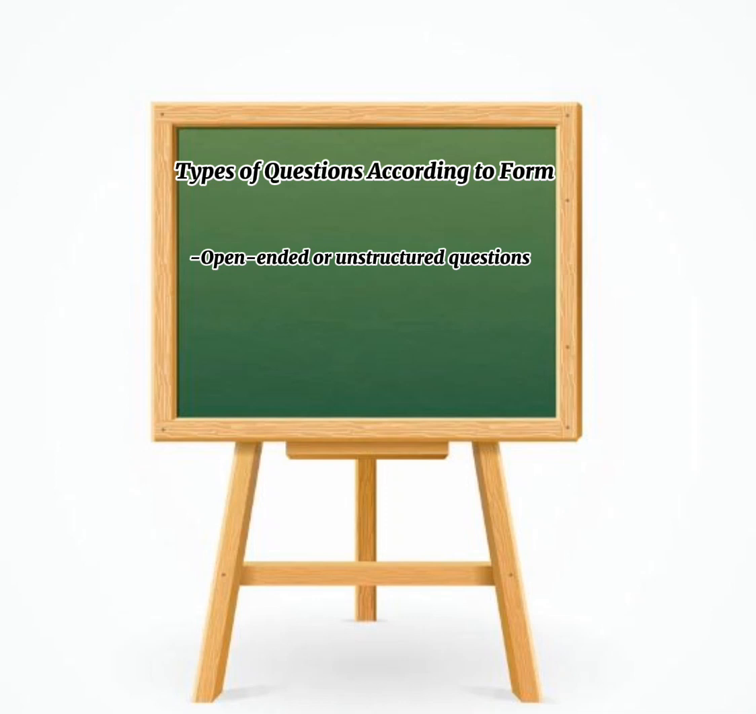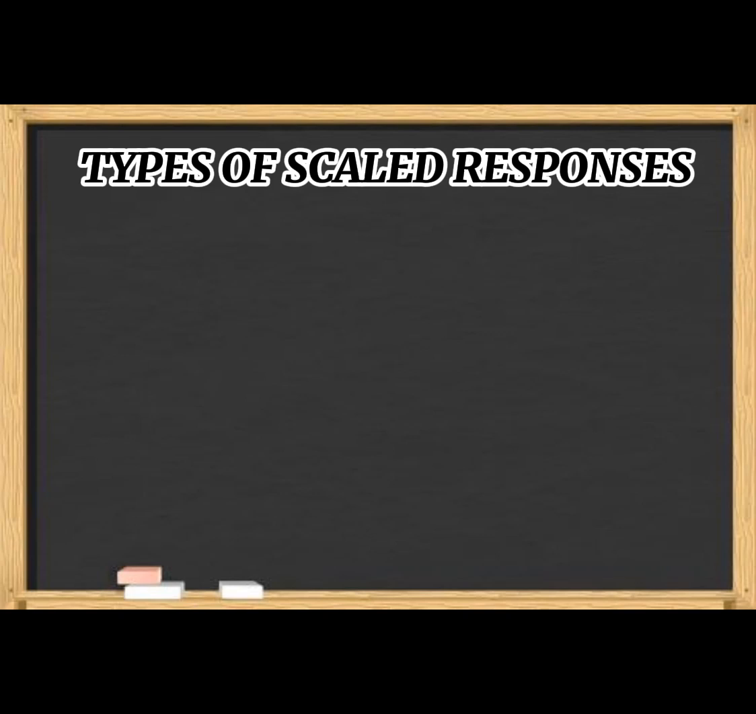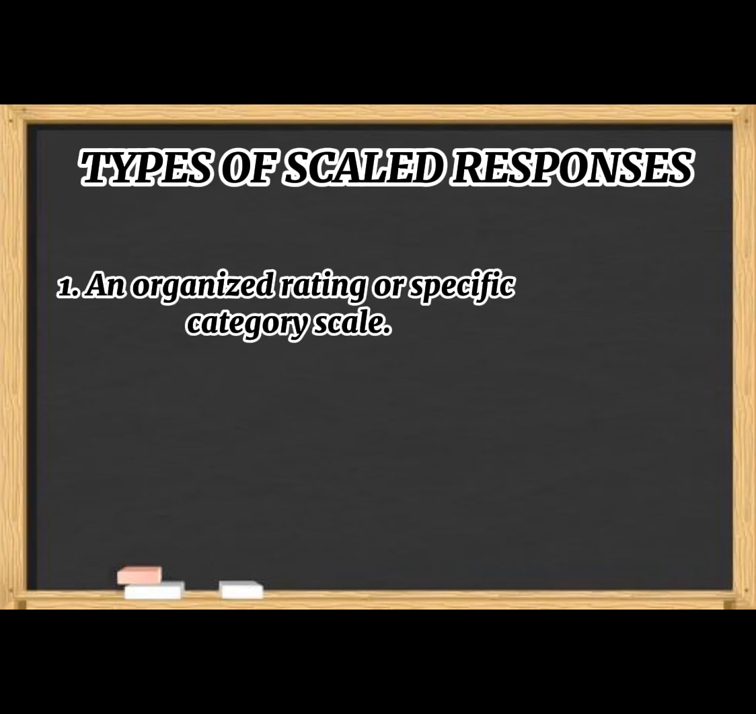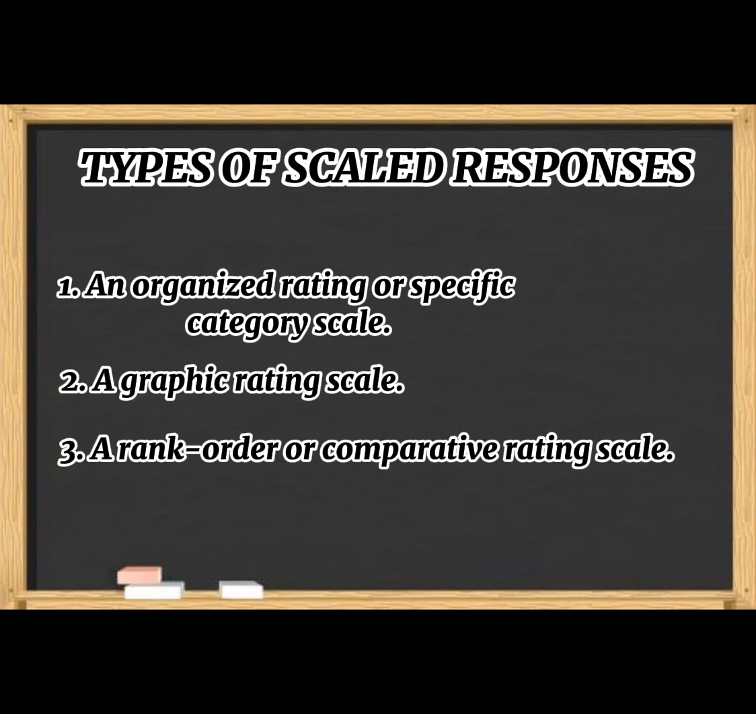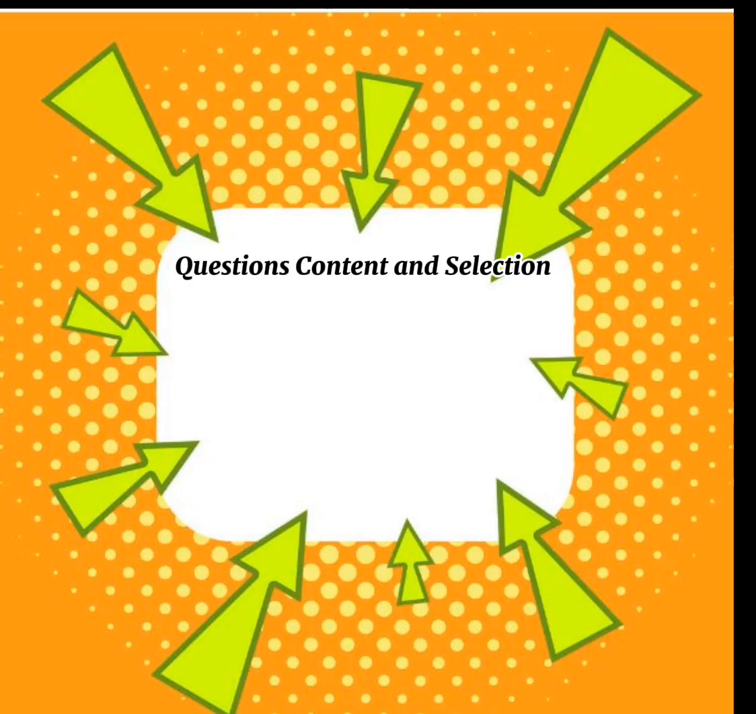Open-ended or unstructured questions. Fixed response or structured questions. Types of scaled responses. 1. An ordered rating or specific category scale. 2. A graphic rating scale. 3. A rank order or comparative rating scale. Question content and selection. In general, a question should not be biased.